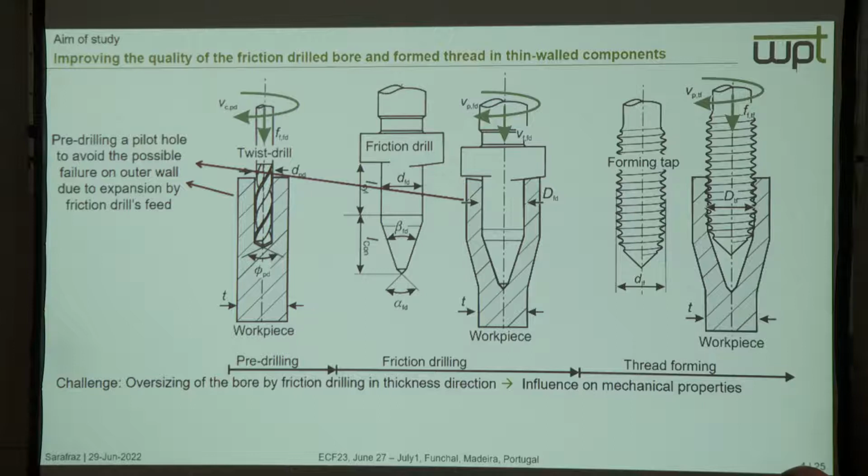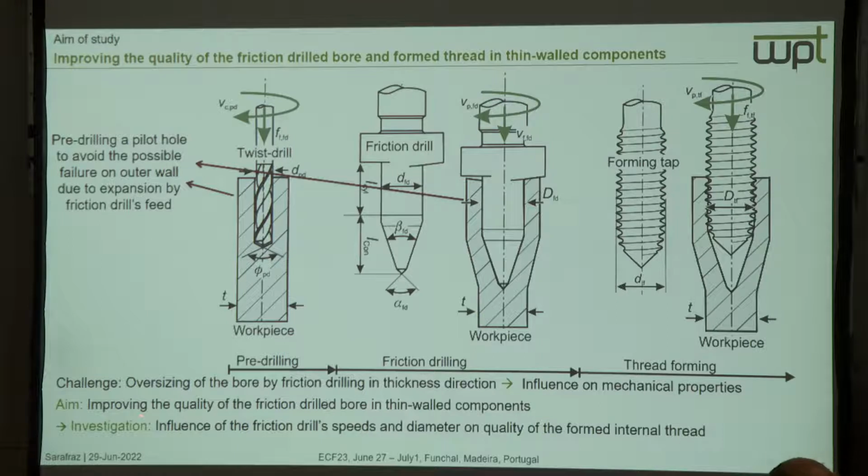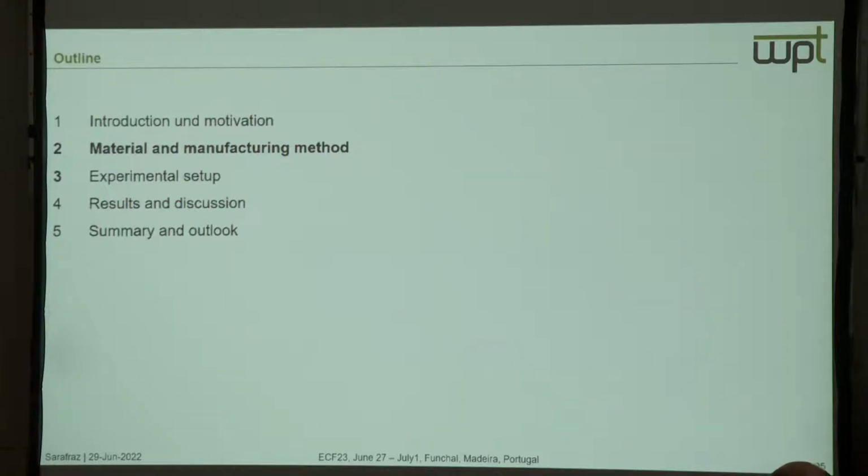The pre-drilling process was used to avoid possible failure on the outer wall of our friction drill bore due to expansion by the friction drill feed. Our challenge is oversizing of the bore by friction drilling in the thickness direction, which can affect our dynamic and static mechanical properties. The aim is improving the quality of the friction drill bore in thin wall components, investigating the influence of friction drill speed, peripheral speed, feed speed, and diameter of the friction drill on the quality of the formed internal thread.